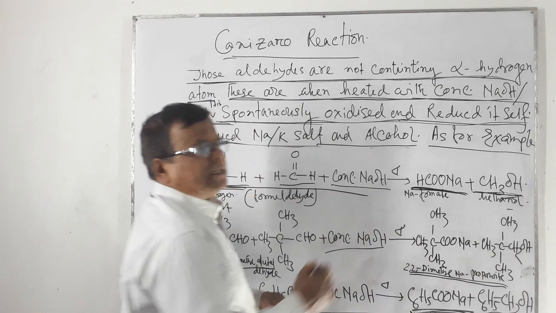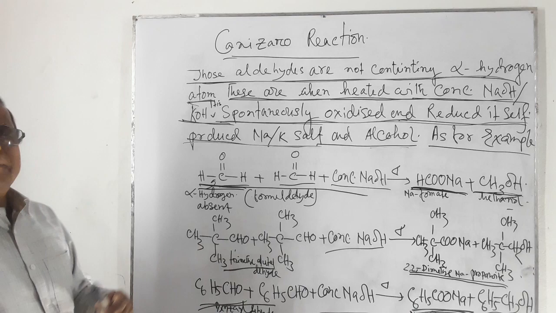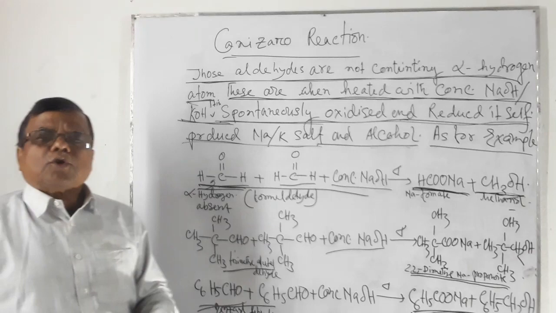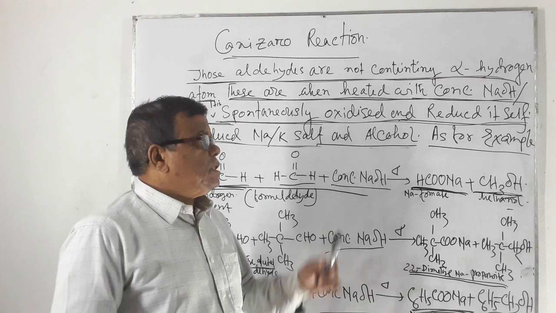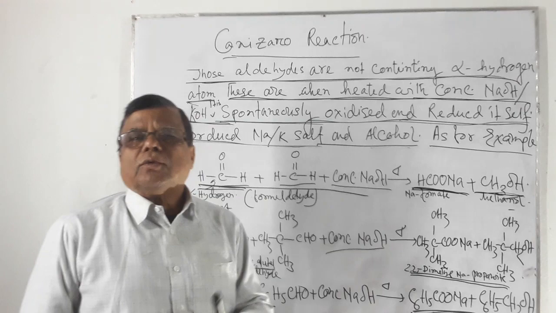As for example, formaldehyde, trimethyl acetaldehyde, benzaldehyde. These compounds are also aldehydes, but there is no alpha hydrogen atom. This is a very important reaction, called the Cannizzaro reaction.